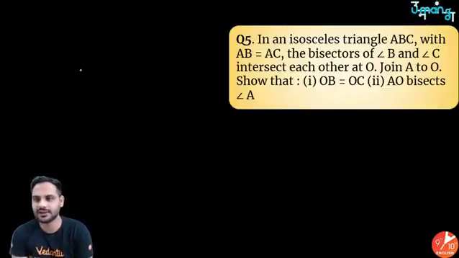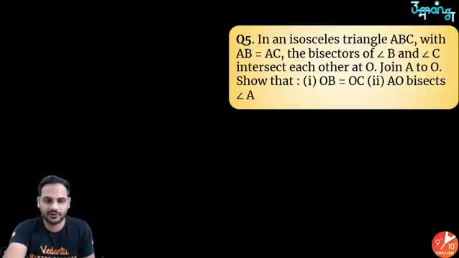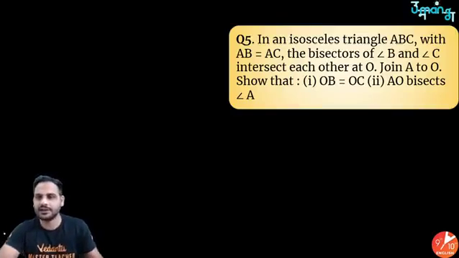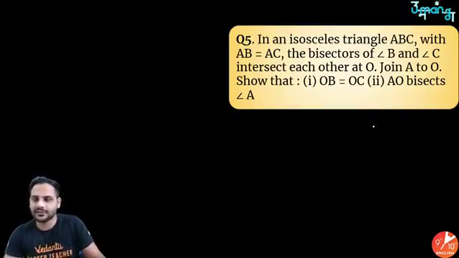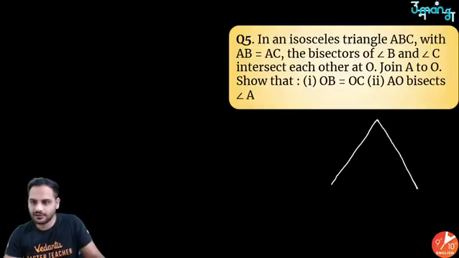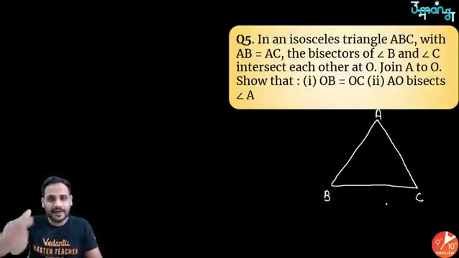In an isosceles triangle ABC with AB equal to AC, the bisectors of angle B and angle C intersect each other at O. Join A to O, show that OB is equal to OC and AO bisects angle A. So I need to draw this diagram. Okay, let us draw this diagram. So I have a triangle ABC, and that too an isosceles triangle with AB equal to AC. Okay, so let's say this is my isosceles triangle ABC.